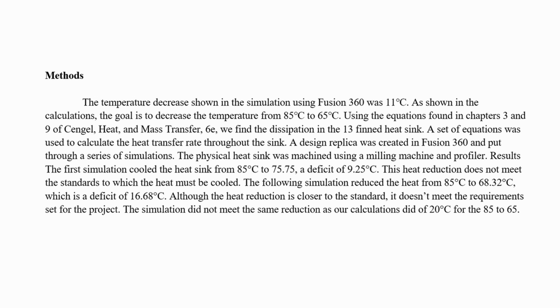Results: the first simulation cooled the heatsink from 85 to 75 with a deficit of 9.25 Celsius. The heat reduction does not meet the standards to which the heat must be cooled. The following simulation reduces the heat from 85 to 68.32 Celsius with a deficit of 16.68 Celsius. Although the heatsink reduction is closer to the standard 22 Celsius, it definitely meets the requirements set for the project. The simulation did meet the same reduction as our calculations did, at 20 Celsius, for the 85 to 65.